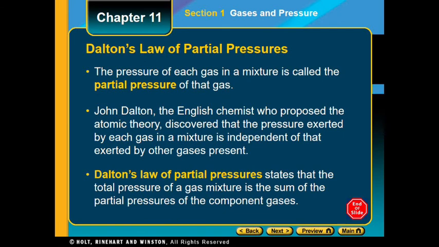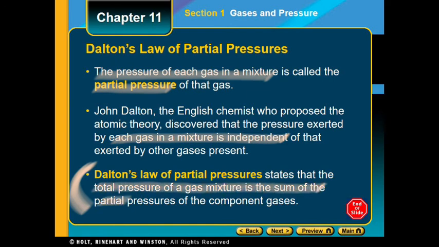So moving on just a little bit, we are getting to Dalton's Law of partial pressures. The pressure of each gas in a mixture is called the partial pressure of that gas. Now again, I'll try to highlight the important parts. Pressure of each gas in a mixture is the partial pressure of that gas. Each gas in a mixture is independent of the other gases. And then this definition for Dalton's Law of partial pressures: the total pressure of a gas mixture is the sum of the partial pressure of the component gases.